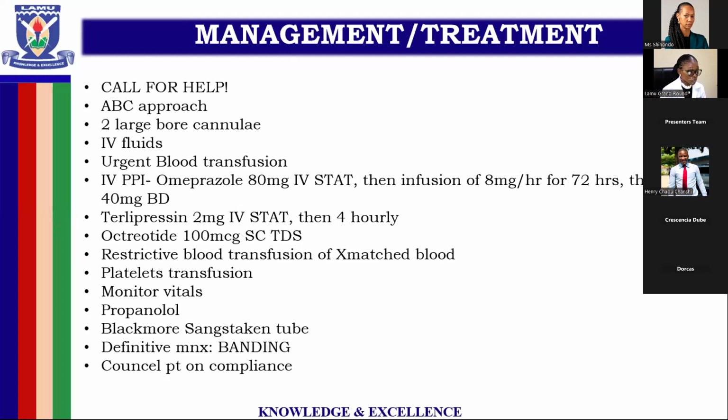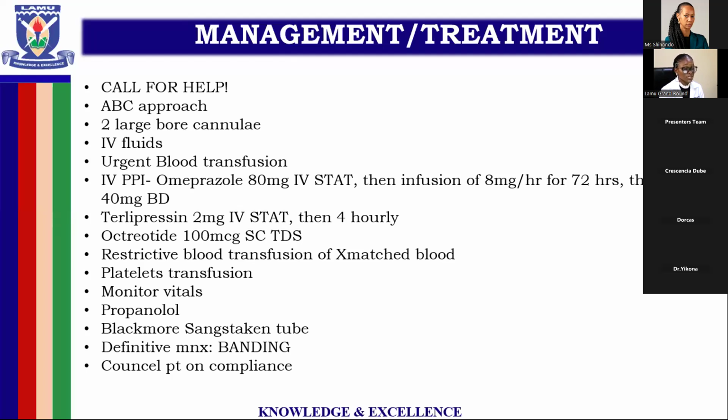Then we are going to give IV proton pump inhibitors, omeprazole 80 milligrams IV stat, then an infusion of 8 milligrams per hour for 72 hours, then switch to oral 40 milligrams BD. The reason why we want to give proton pump inhibitors in this patient is because one, we want to neutralize the gastric acidity, but secondly, PPIs prevent clot lysis. So if you are inhibiting clot lysis, then we are going to stabilize the clots in the gastric tract, hence limiting the amount of bleeding.